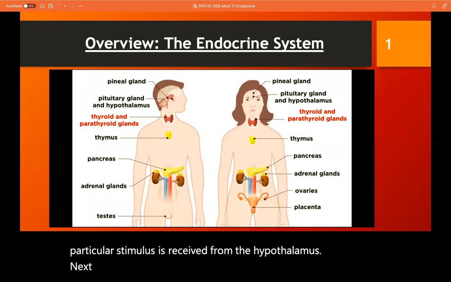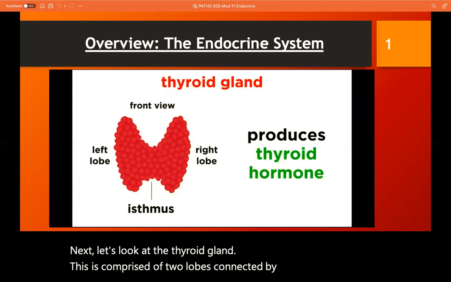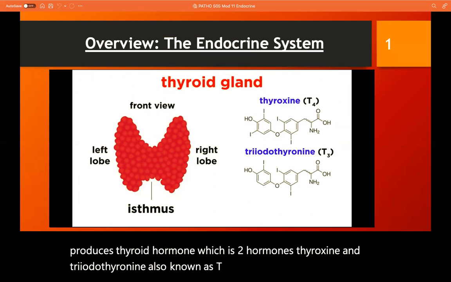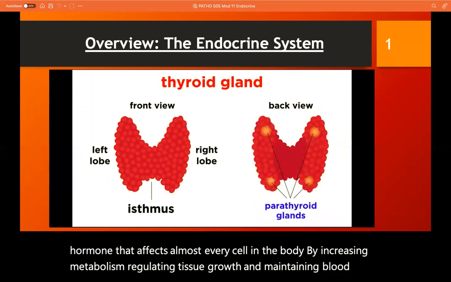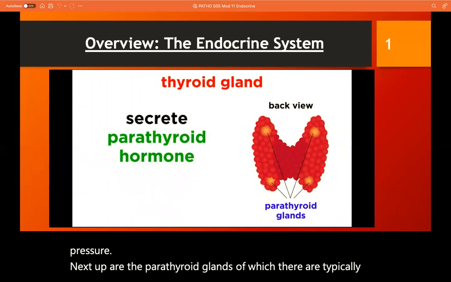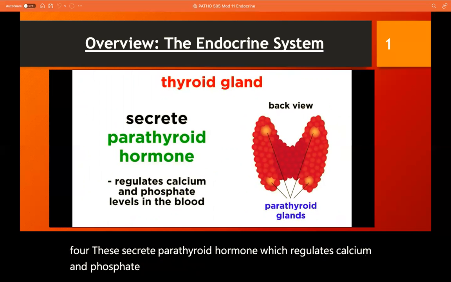Next, let's look at the thyroid gland. This is comprised of 2 lobes connected by the isthmus, and it produces thyroid hormone, which is actually 2 hormones, thyroxine and triiodothyronine, also known as T4 and T3 respectively. This is a hormone that affects almost every cell in the body by increasing metabolism, regulating tissue growth and maintaining blood pressure. Next up are the parathyroid glands, of which there are typically 4. These secrete parathyroid hormone, which regulates calcium and phosphate levels in the blood.